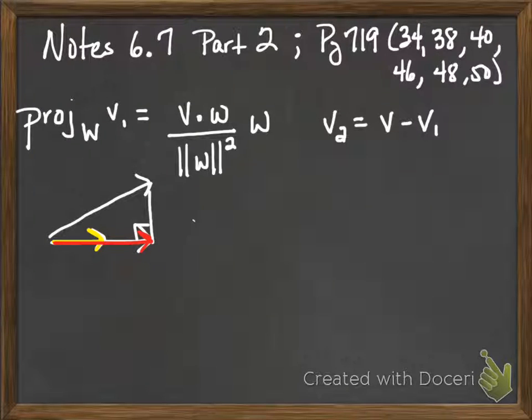Right angle. So orthogonal is just another word for perpendicular. You know about parallel, you know about perpendicular. We'll talk about that later on. Okay, so number 34 is our first example.